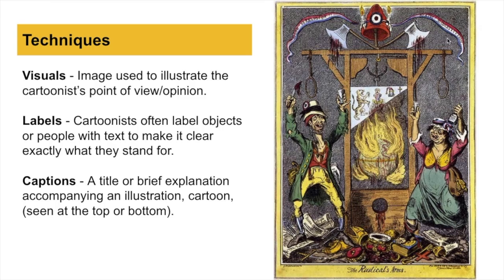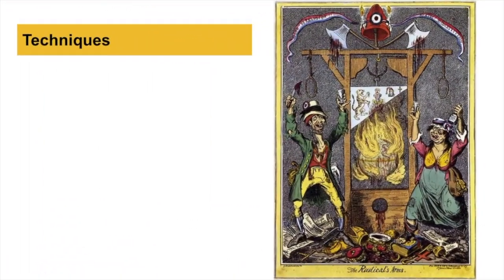Captions. Well, if you look down below, you can see it says the radical's arms. And radicals were those people that want swift, quick change and it's abrupt. And sometimes a radical change can be really, really violent. So again, they're taking this radical term and placing it upon these two people. Who were those two French peasants? I'll tell you what their group was called in a moment.